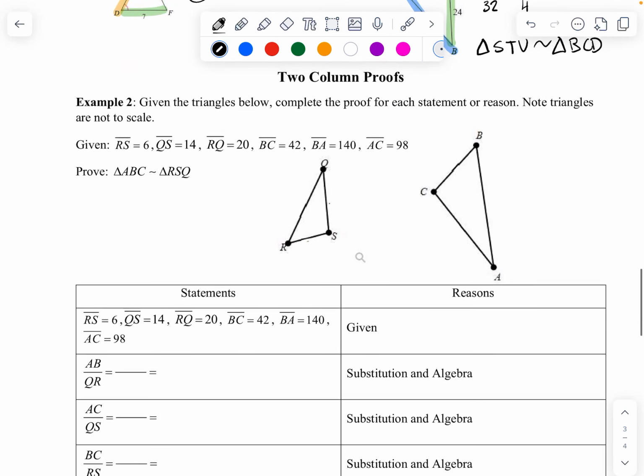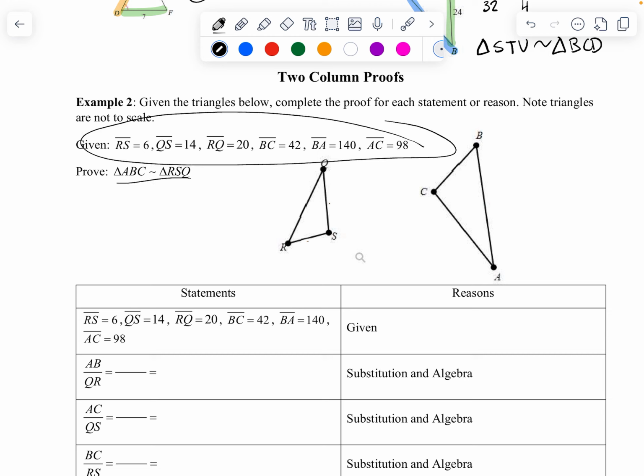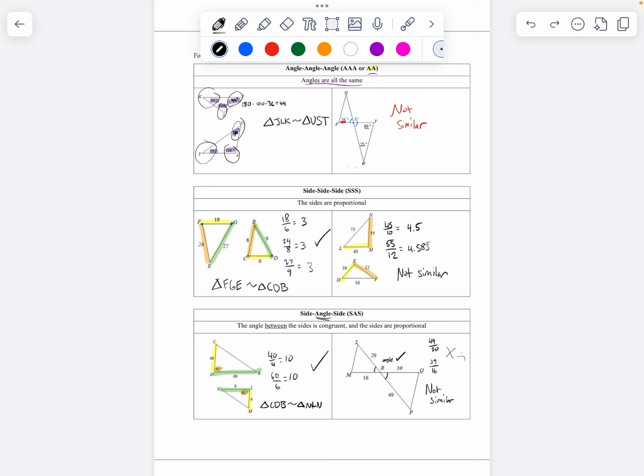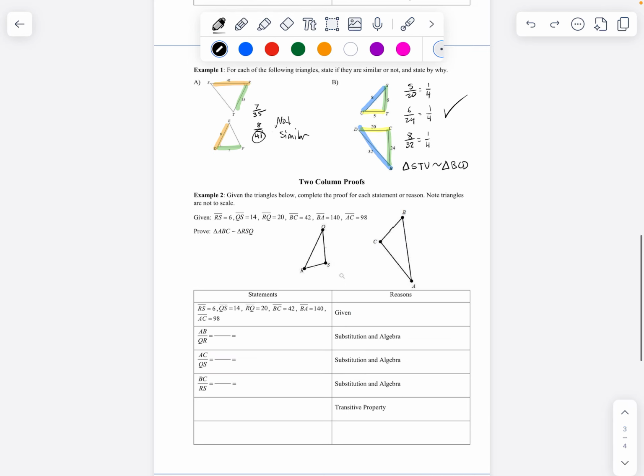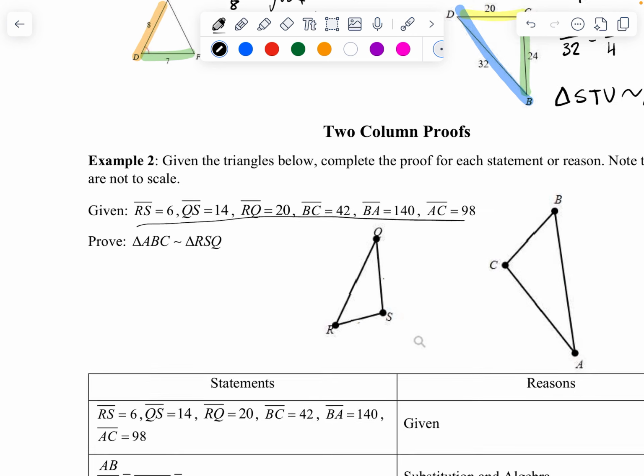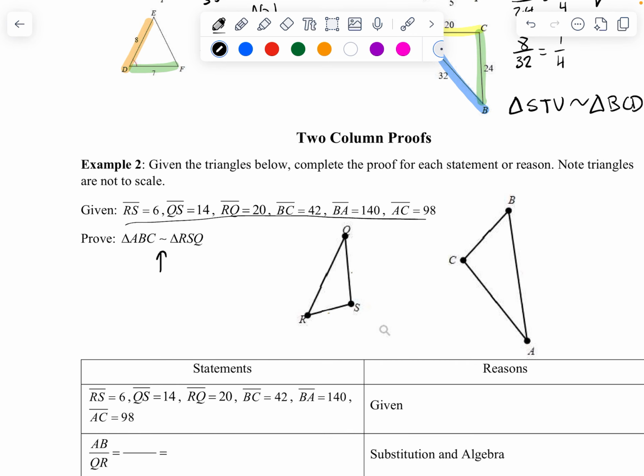All right, now how do you tackle two-column proofs with similar triangles? Well, first off, you have all this adorable information, it's all given to you, and you want to prove they're two similar triangles. You have three different ways to prove similarity: angle, angle, angle, side, side, side, or side, angle, side. Look at what's given to you. Do you have any angles in there? No, meaning the only way you're going to be doing this is by side, side, side.